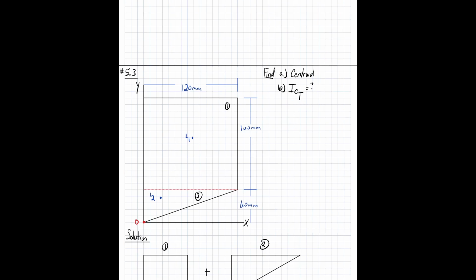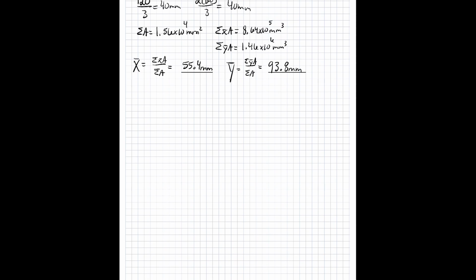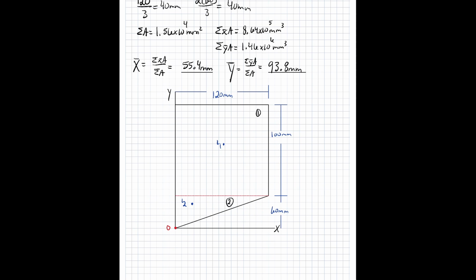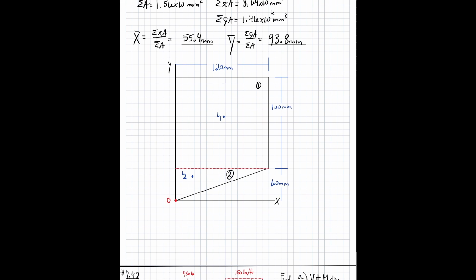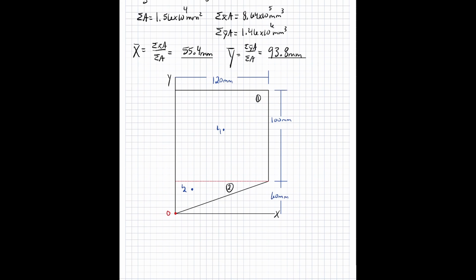So we're going to go back up to our main problem, and we're going to redraw it for our moments of inertia. So we're going to have the exact same thing. I'm going to make this more central. Add page. Okay. So I'm going to take away my guess. So our global is at 55.4 in the x and 93.8 in the y.